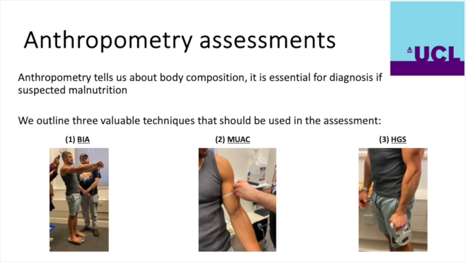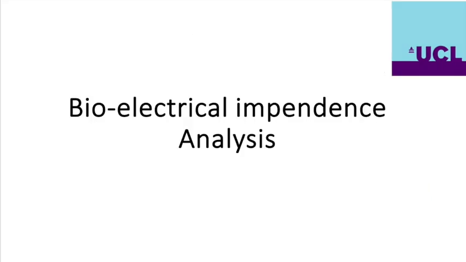This can be done via a multitude of methods, but we will be going over 3 of these in this video: bioelectrical impedance, middle upper arm circumference, and hand grip strength. BIA uses the differential conductance of tissue components, assuming a hydration status of 73% of skeletal muscle. There is a higher resistance in adipose tissue, hence BIA can determine body fat percentage, which can be used to determine the fat-free mass index.